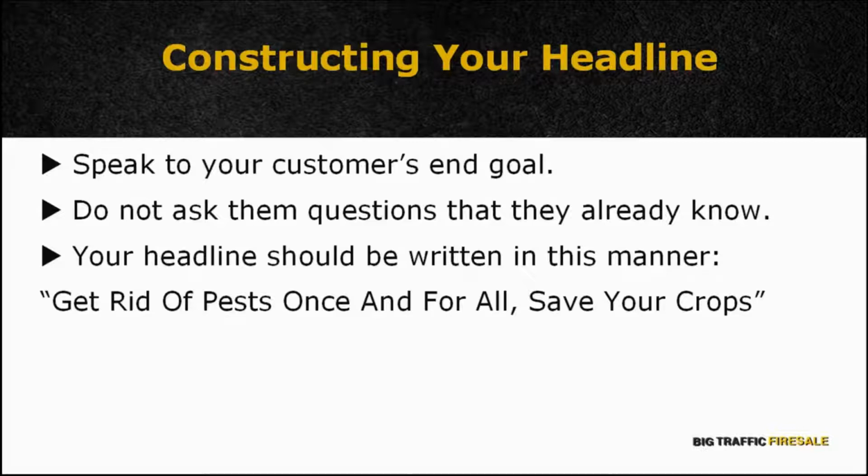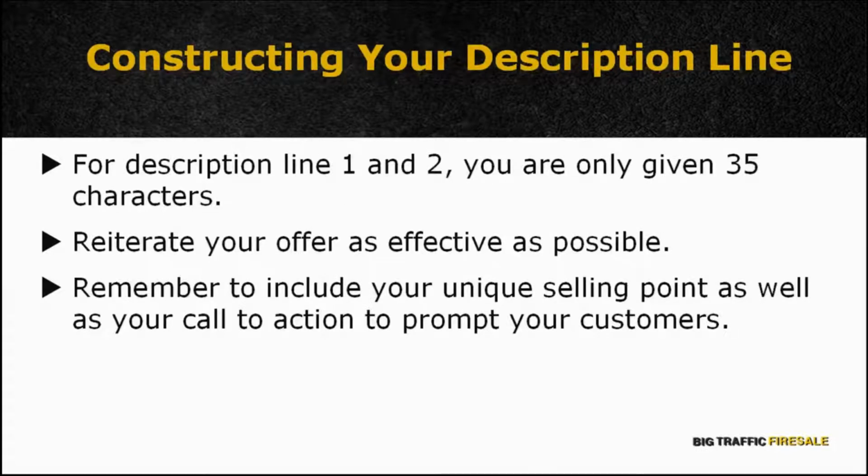If your customer is searching for pesticides for their crops, you should not have your headline as "Searching for pesticides," which can be redundant. Instead, give them the answer that they're looking for and what they want to achieve. Therefore, your ad headline should be written in this manner: Get rid of pests once and for all, save your crops. Give them a solution. For your description line 1 and 2, you are only given 35 characters. Hence, reiterate your offer as effectively as possible. Remember to include your USP as well as your call to action to prompt your customer.